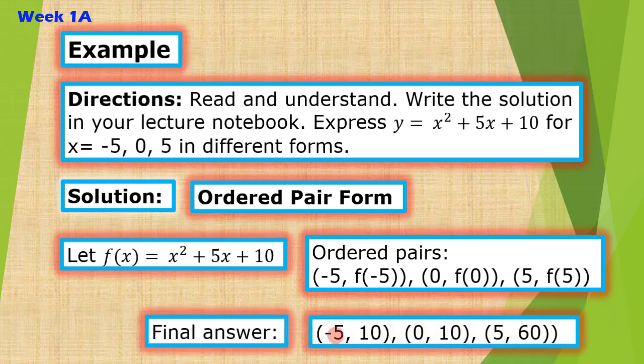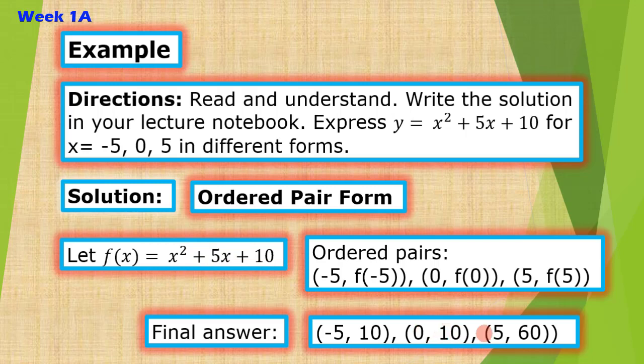Then we have here -5. Substitute x equals -5 to this function f of x. So we have f of -5 equals -5 squared, that is 25, plus -5 times 5, that's -25, plus 10. So 25 plus -25 is 0, then we have 10. If x equals 0, f of 0 is 0 plus 0 plus 10. So we have the ordered pair 0, 10.